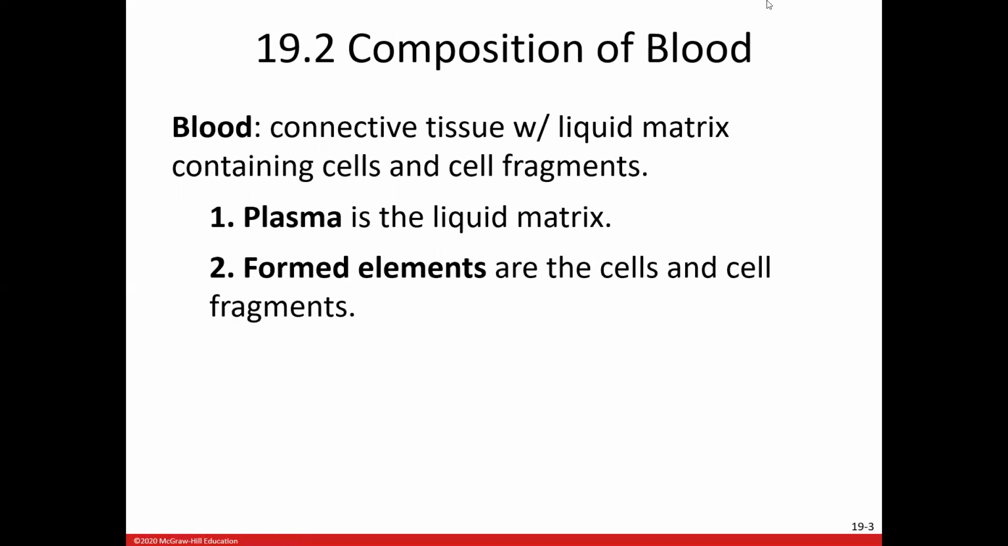So blood itself, as you learned from Biology 157, is a type of connective tissue, meaning that it has a liquid matrix as well as any sort of cells or cell fragments that make up the tissue. And blood, like all connective tissue, has two pieces. For the liquid matrix, the outer portion is called the plasma. And then the actual cells and cell fragments are called the formed elements.